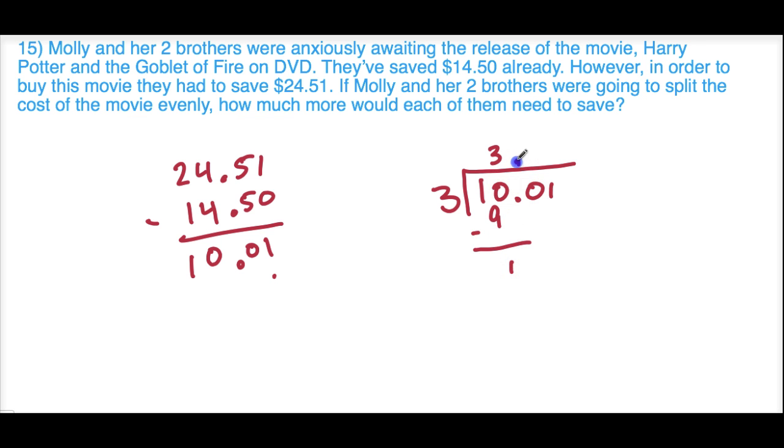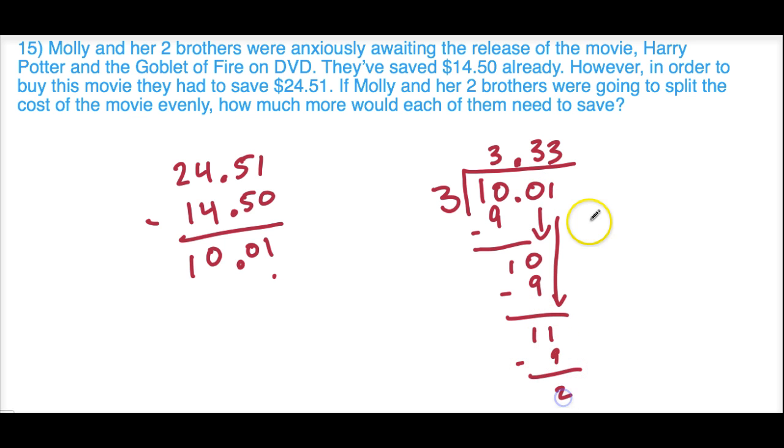And I'm going to put my decimal up here, sorry. And I'm going to go one more place value. So it looks like if they each saved $3.34 more, then they'll have enough to buy the movie. So I used that 6 to round my 3 up. So $3 each.